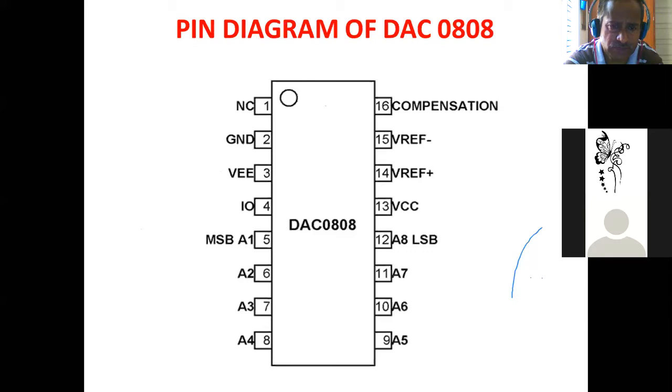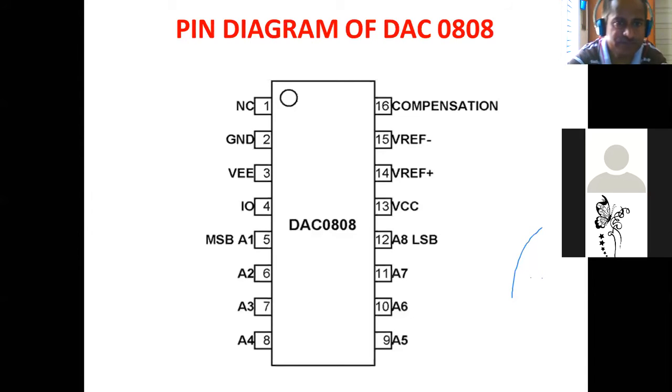Pin number 2 is the ground pin. Pin number 3 is VEE. Suppose we require dual polarity analog output, which means we require negative as well as positive analog voltage, like -1 to +1, -5 to +5, or -10 to +10. If you require both negative as well as positive cycles, we connect a negative VEE here.